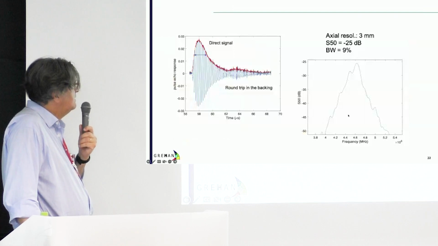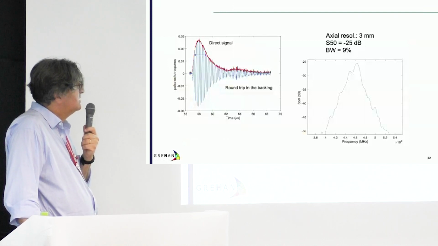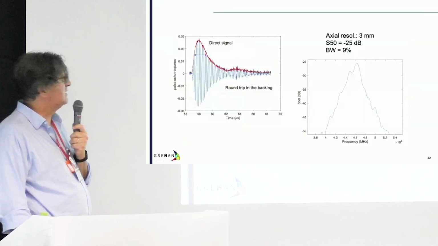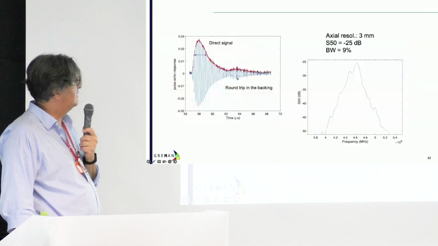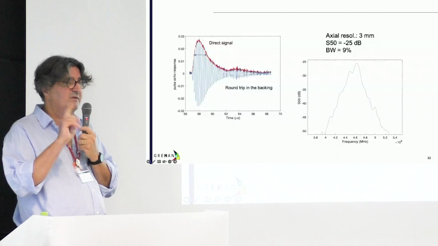There is a direct signal that you have, from which you can deduce several characteristics. The axial resolution is 3 millimeters, and it is measured directly on the envelope of the signal. But here you can observe that a second echo appears. And in fact, if you do the calculation of this time delay, it corresponds to a round trip with no backing.